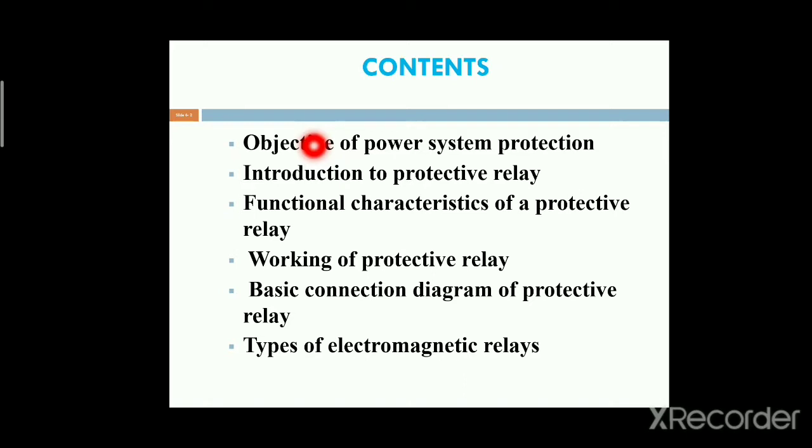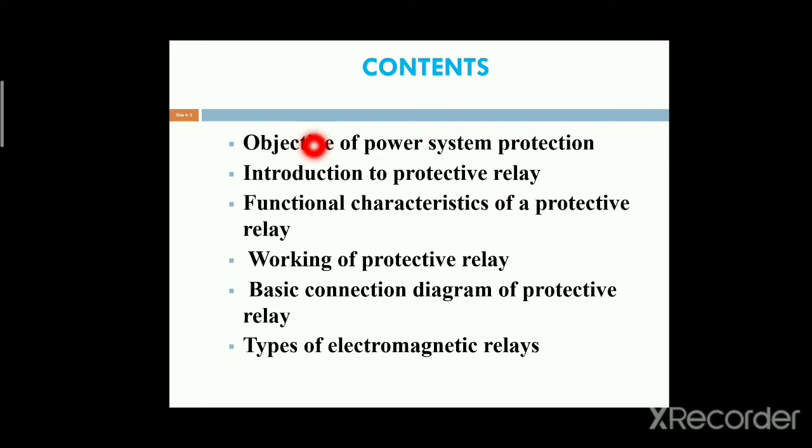In the previous classes I discussed circuit breakers, circuit breaker operations and also the classifications of circuit breakers. First, what is meant by a circuit breaker? It is one type of electromagnetic device. It is used to break or make the circuit under normal and abnormal conditions.